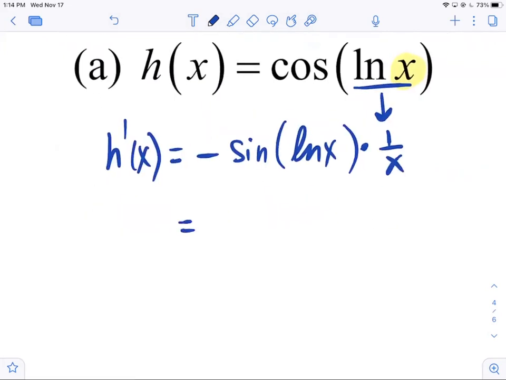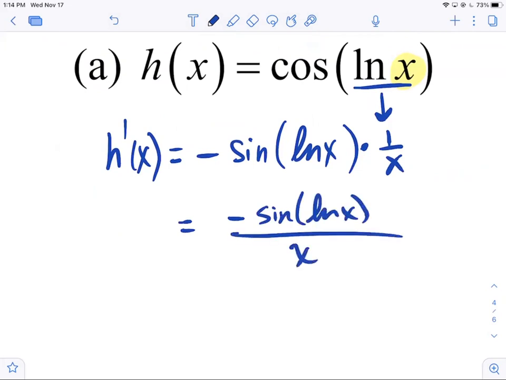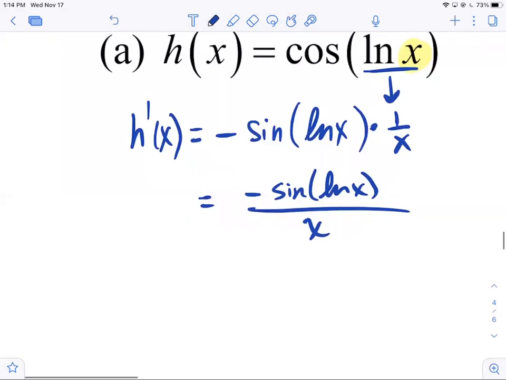So if we did clean that up, maybe negative sine of ln of x all over x, something like that. And be careful too, that negative could actually be sitting out front, kind of sneaky, on the same level as the division bar, but I tend to like to put it in the top. Okay.